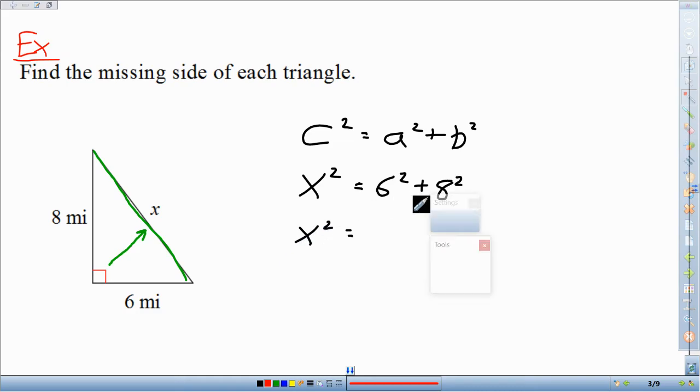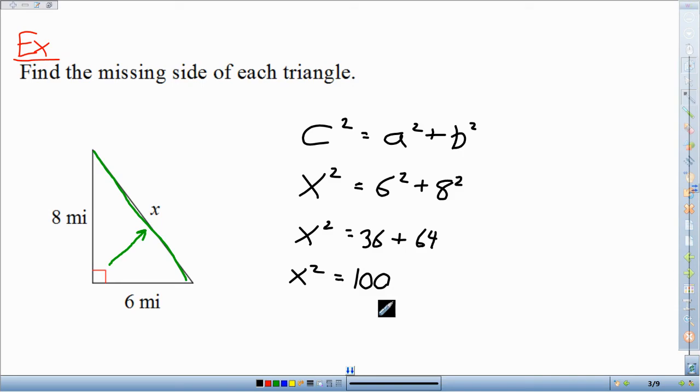Okay, so squaring these numbers, you can maybe do some of these in your head. 6 squared, 6 times 6 is 36. 8 squared, 8 times 8 is 64. Now we can combine these together, add them together. 36 plus 64 gives me 100. So I have x squared equals 100.